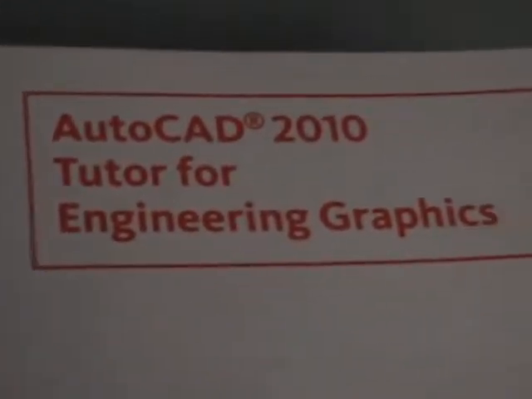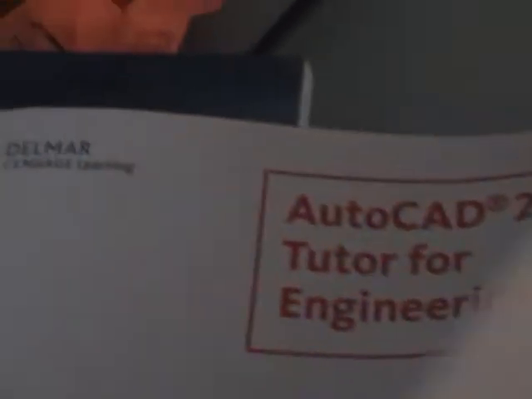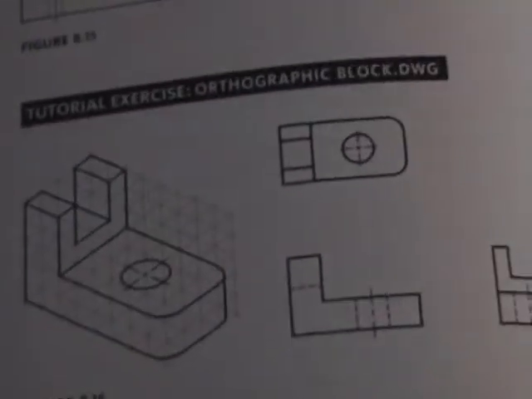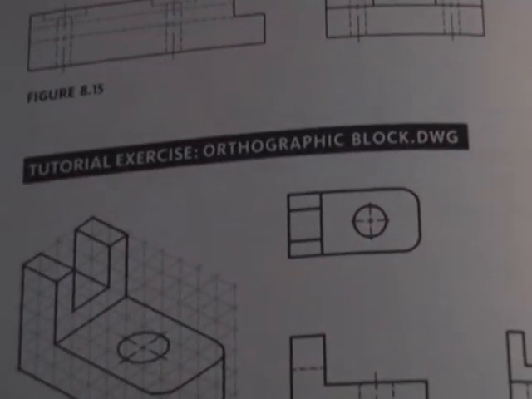Okay, now it's going to be the second part of the video. We're going to use a resource called AutoCAD 2010 Tutor for Engineering Graphics. We're actually going to apply those concepts that we talked about in third angle projection to an exercise that we call a tutorial, and it's called an orthographic block.